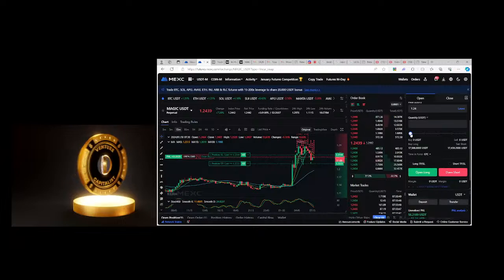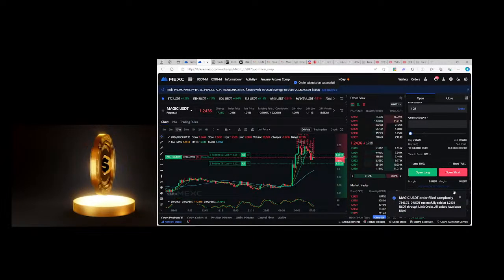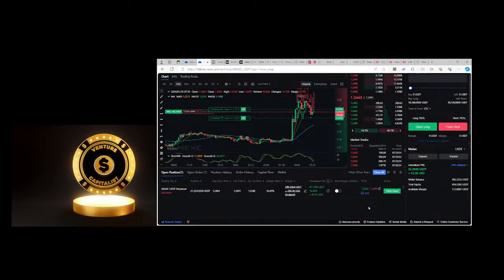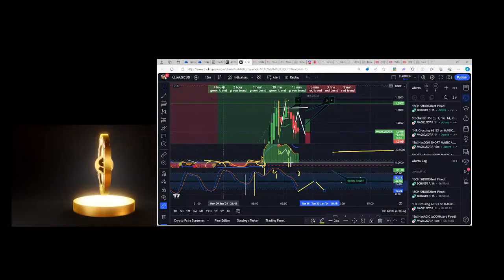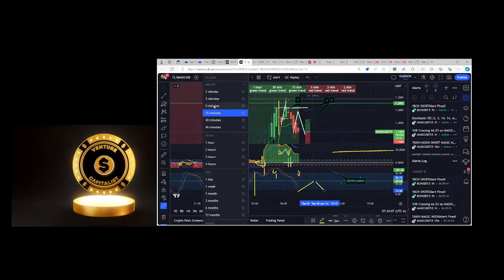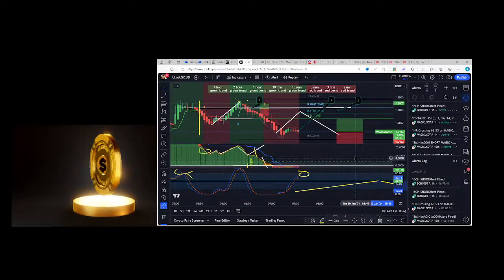All right, let's get into some trades here. So then we only have one bounce, which is the 15-minute bounce, and that's all we got to worry about.